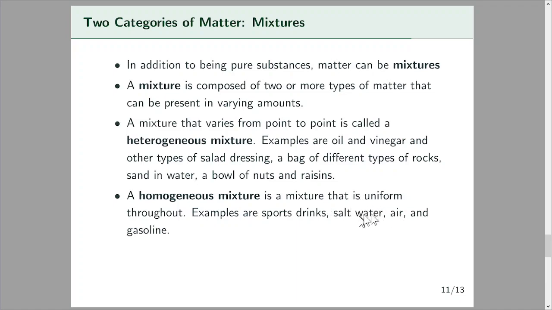Again, these are not pure substances because salt water has salt and water. Air has oxygen and nitrogen and carbon dioxide and argon and water and so on in it. So it's not a pure substance. And gasoline, which has a bunch of different types of hydrocarbon chains in it, and I don't know any more about it than I just said.